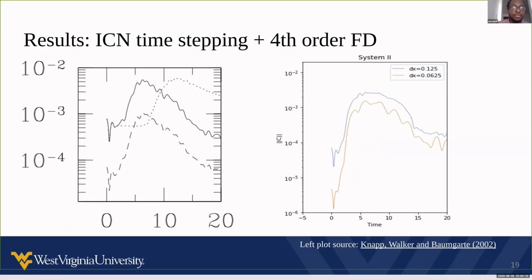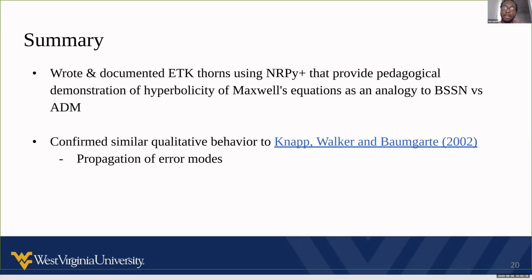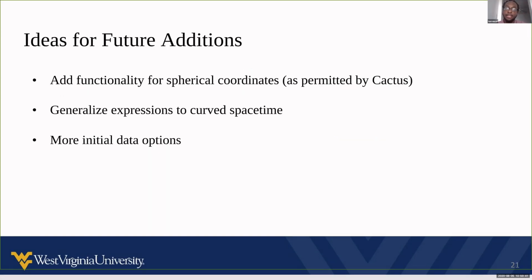So in summary, we've just written and documented all these ETK thorns that provide a really nice demonstration of hyperbolicity of Maxwell's equations. And more importantly, we've confirmed similar qualitative behavior to Knapp, Walker, and Baumgarte, specifically the propagation of error modes. In the future, we'd like to add functionality for spherical coordinates, and we'd also like to generalize to curved spacetime to do some interesting projects with this, for example, superradiance with black holes. And we're considering maybe adding other initial data options. And that's my talk. Thank you.